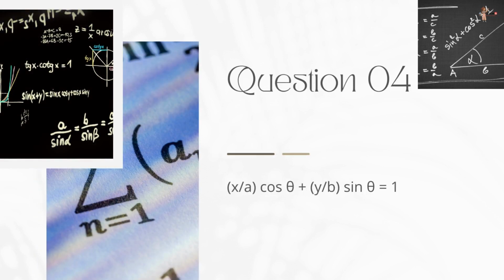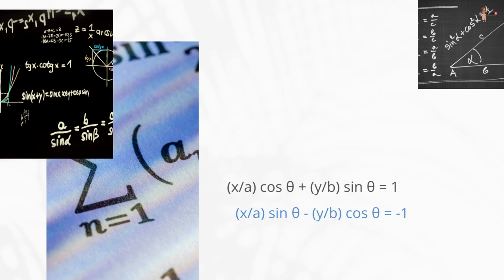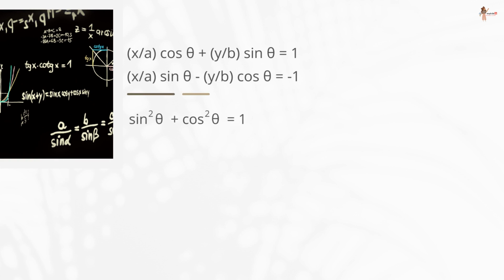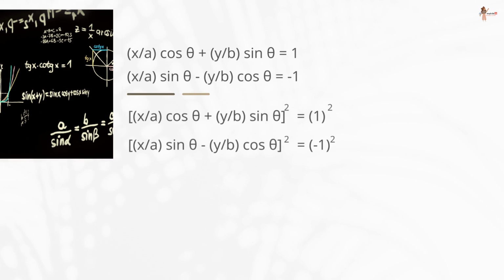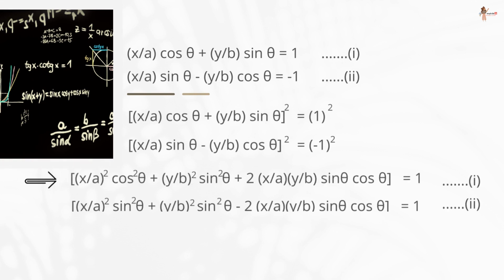Moving on to the next one. x/a cos θ + y/b sin θ = 1, and x/a sin θ − y/b cos θ = −1. Now the identity for sine and cos is sin² θ + cos² θ = 1. That means we need squares of sine and cos, right? Let's square both the sides of both the equations, which gives us this. Let's call them 1 and 2.